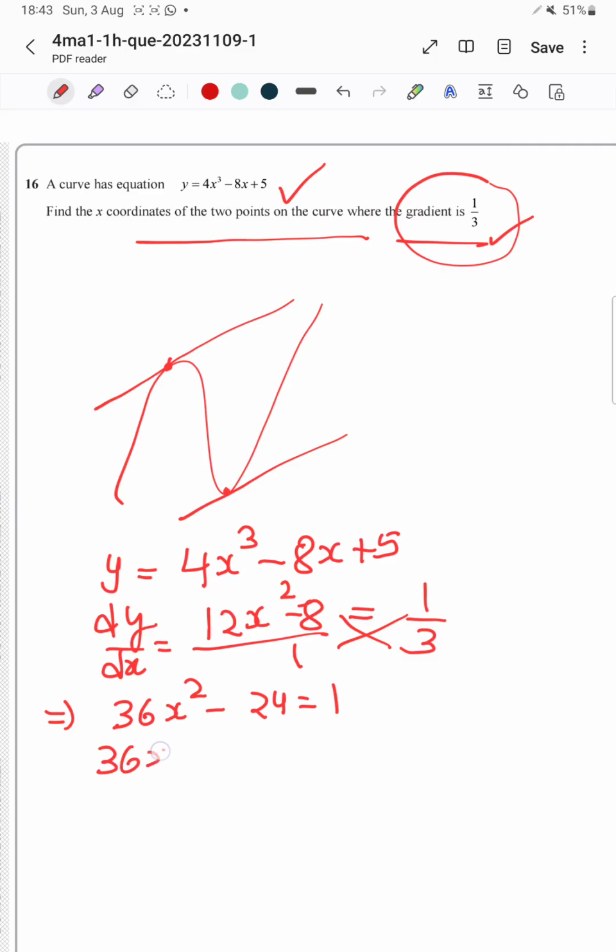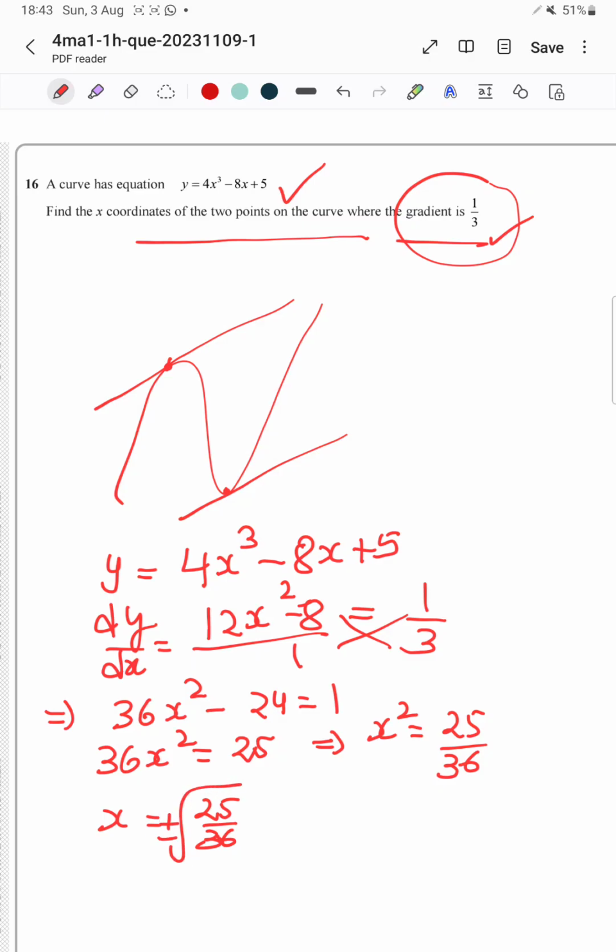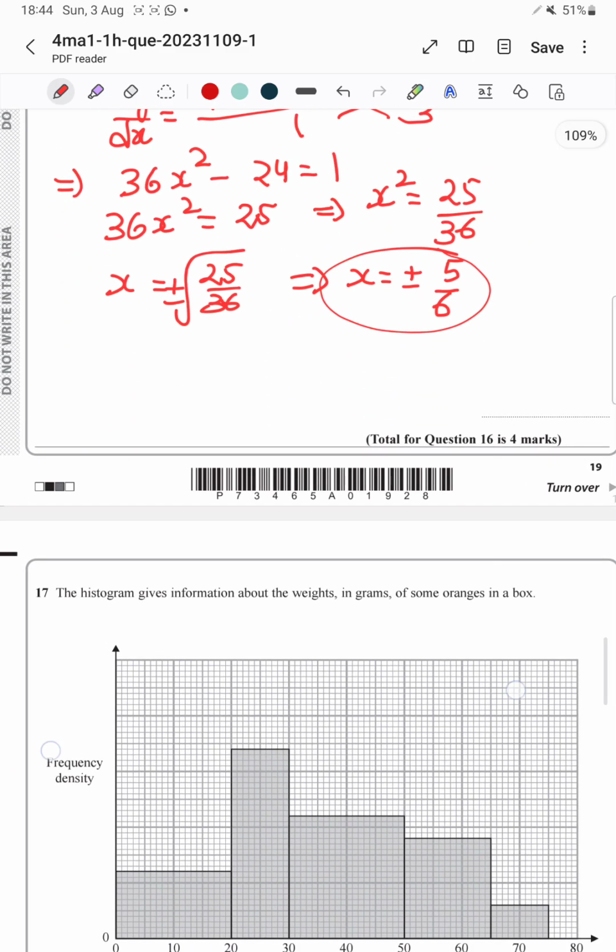So 36x squared is equal to 25, and I can say x squared is equal to 25 over 36, and x will be equal to plus or minus the square root of 25 over 36, because there is no restriction given on x. Let x be positive, negative, or greater than this value or less than. So there is no restriction. So x is plus or minus 5 over 6. Those are the two x values: one is x equal to positive 5 over 6, and the second is x equal to negative 5 over 6. Then we go to the next question.